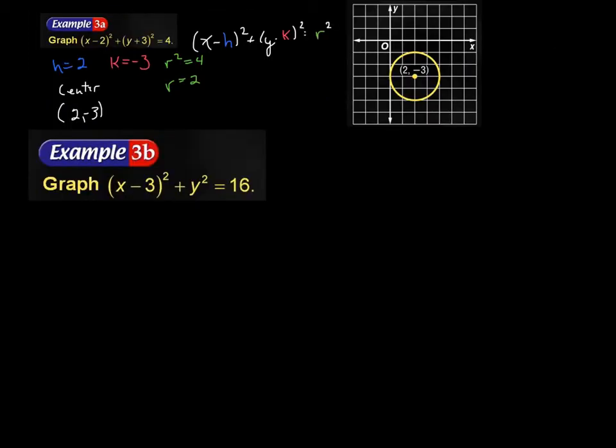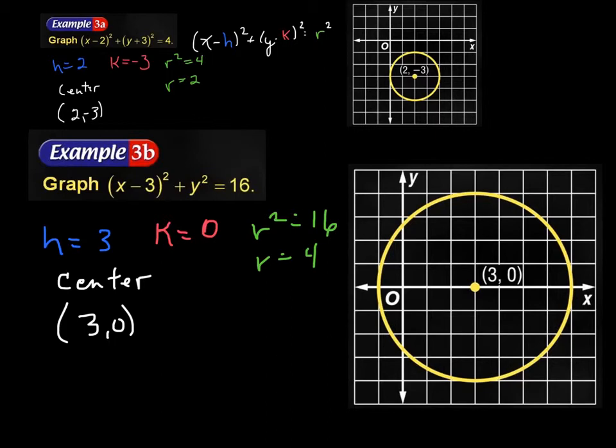Okay, using that same formula, I can see my h equals 3. k is a little more tricky here. There is not a number with the y. So that means my k must be 0, because y minus 0 would be y. And r squared equals 16, so r must be 4. So this time I have a circle with center at (3, 0), and radius 4. So again, as I was drawing it, I would count 4, 4, 4, 4, plot those points, and take my pencil and hope for the best and try to hit them.